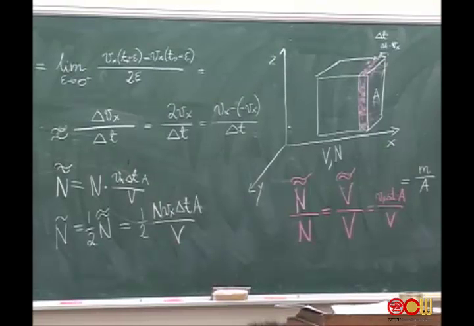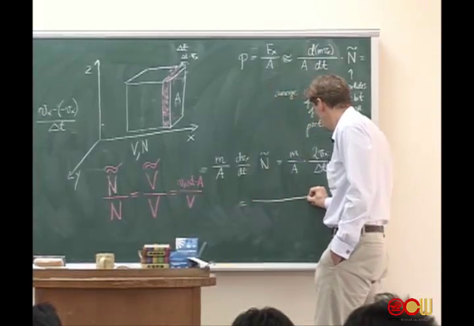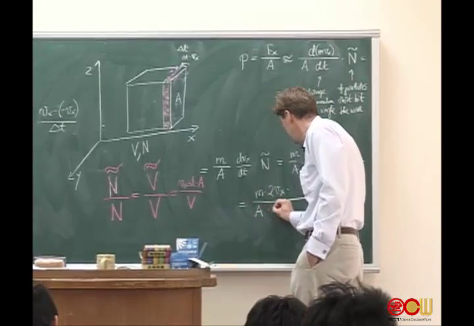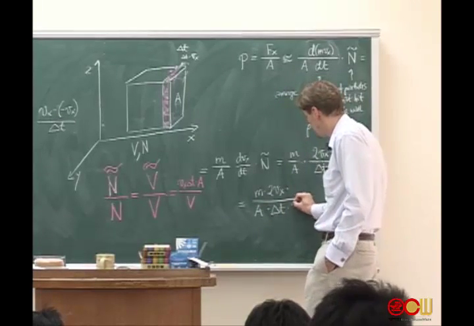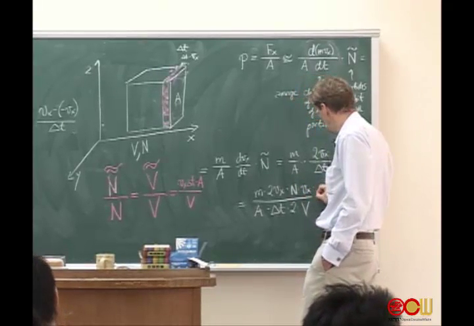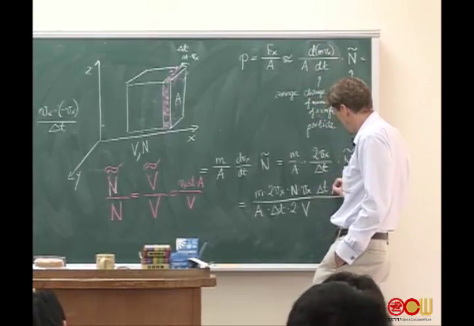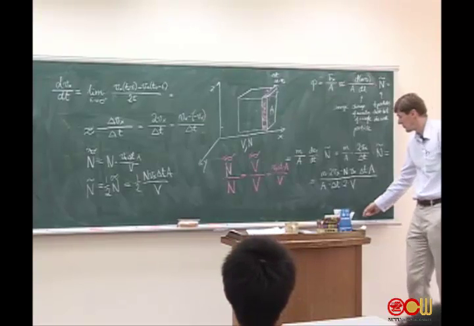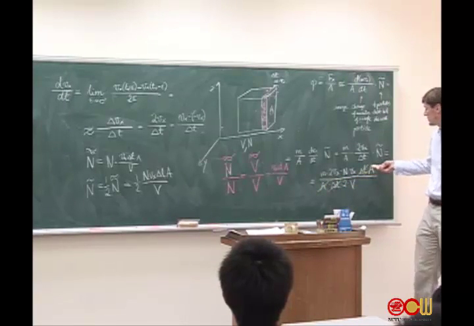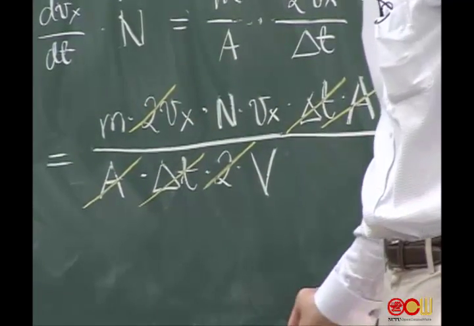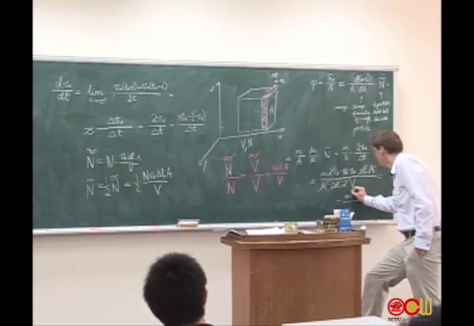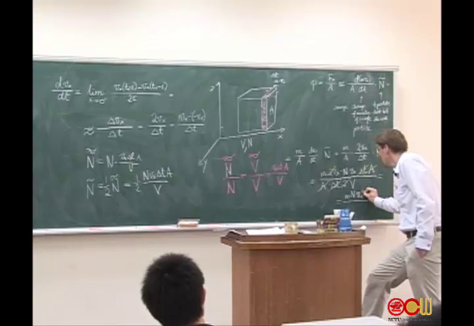Now I plug this one into this equation and I find m times 2 Vx divided by A times delta t times 2 times V times n times Vx times delta t times A. That's my new equation for pressure, and I see that fortunately many things here simplify. This one simplifies, this one simplifies, 2 simplifies. So the final answer is becoming a bit simpler. It's just m n Vx square divided by volume.